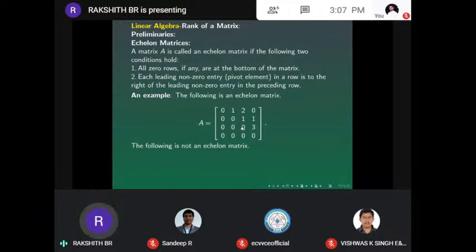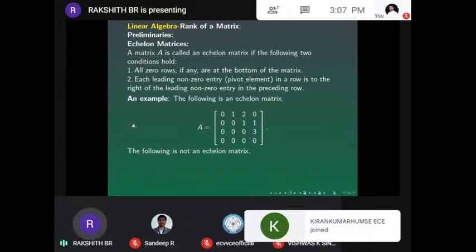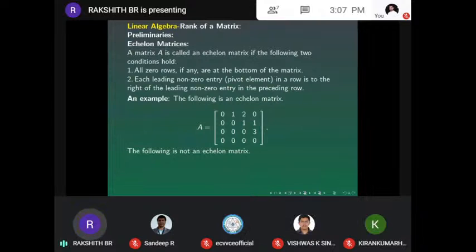Likewise, you need to check for each row whether the leading non-zero entry in a row is to the right of the leading non-zero entry in the preceding row. So here we can check. The leading non-zero entry in the third row is 3, and it is towards the right of the leading non-zero entry in the preceding row. Therefore this matrix A satisfies both conditions 1 and 2, and hence you can say that it's an echelon matrix, or in other words, that it's in echelon form.